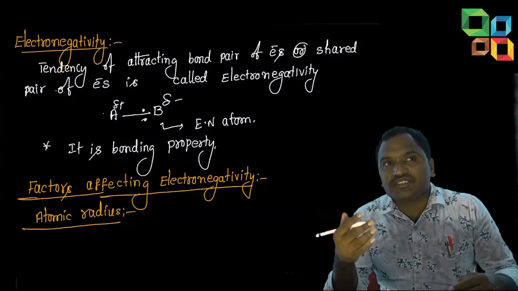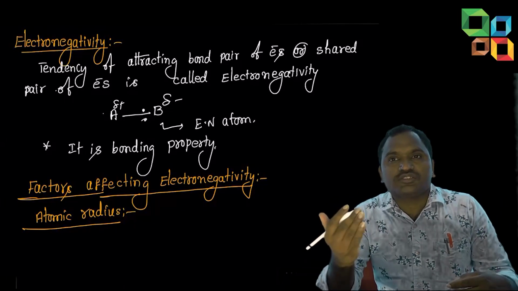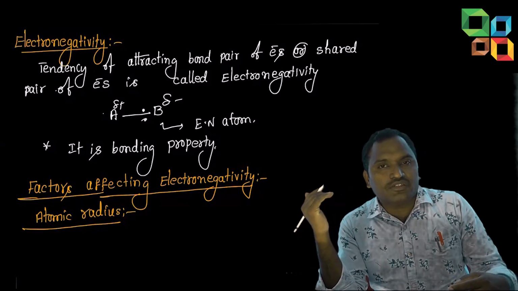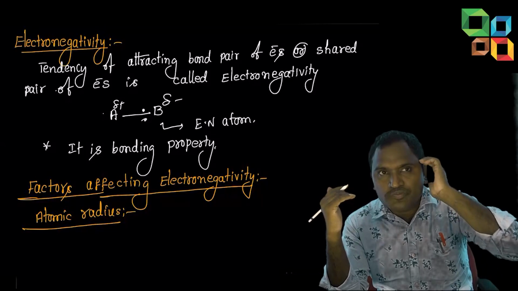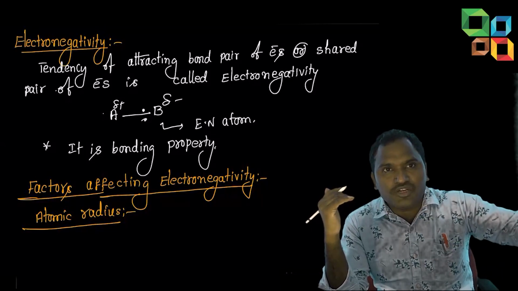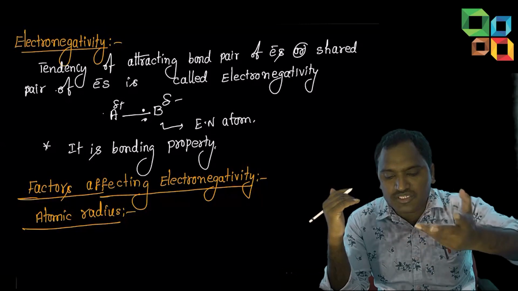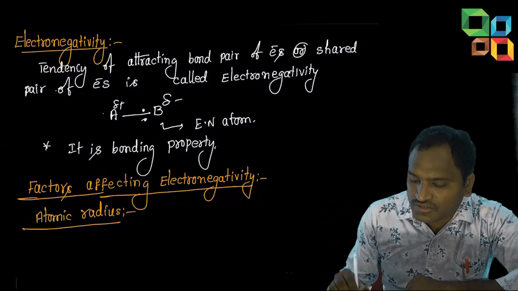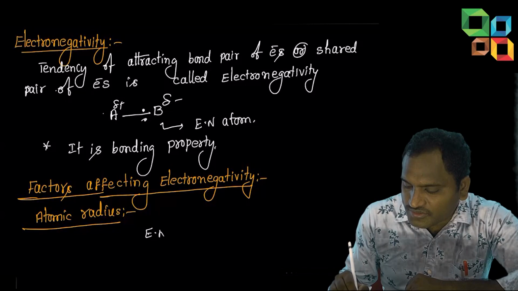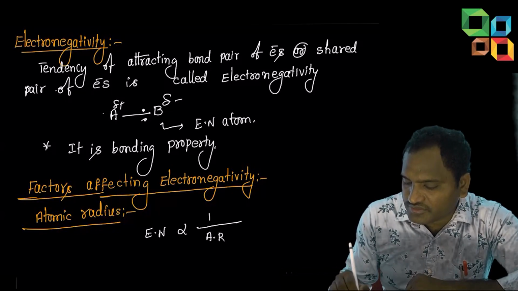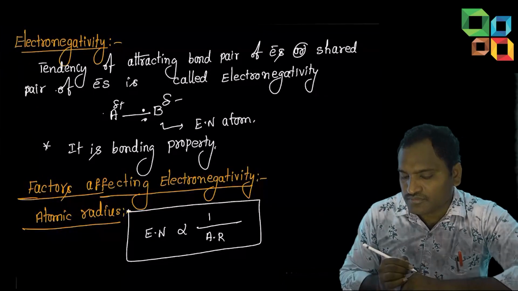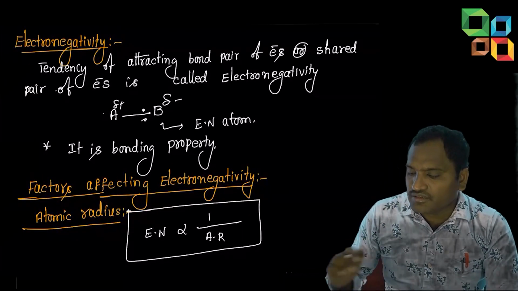As atomic radius decreases, effective nuclear charge increases, so the tendency of accepting a pair of electrons increases. From left to right in a period, atomic radius decreases. That we'll discuss separately. So electronegativity is inversely proportional to atomic radius. So left to right, electronegativity increases. Next one, effective nuclear charge.